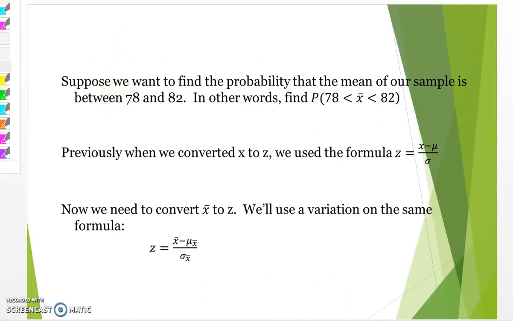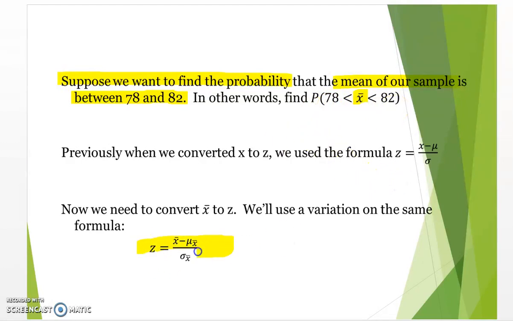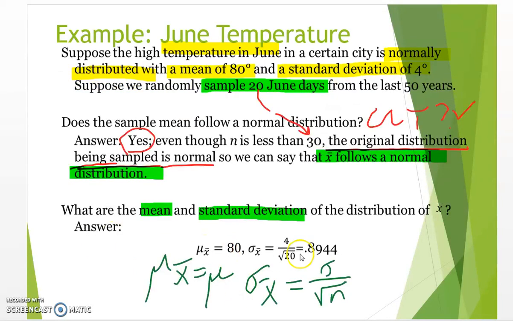So suppose we want to find the probability that the mean of our sample is between 78 and 82. So this time we're looking for the probability of sample mean x bar that's between 78 and 82. And again, we're going to use this formula to convert the x bar to z. So z would be x bar minus mu of x bar, divided by sigma x bar, which we have computed in the previous slides.